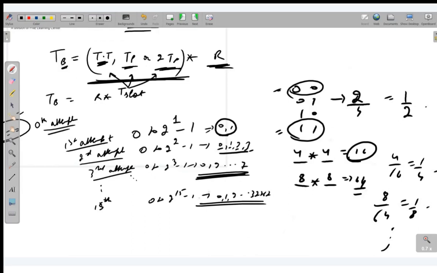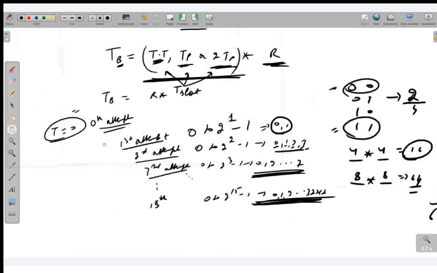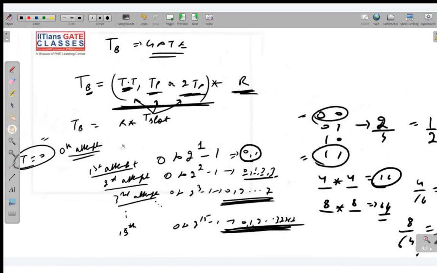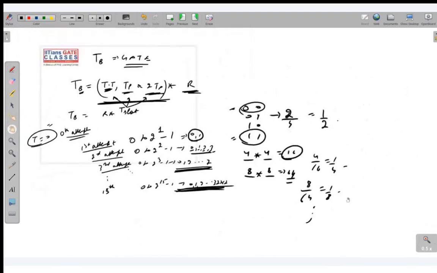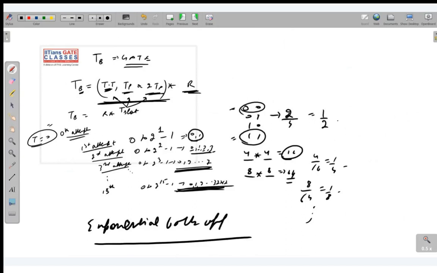That's why we call this exponential back off. Exponential back off means the chances of collision are decreasing exponentially. Are you getting it? So we call it exponential back off because the chances of collision are decreasing exponentially.